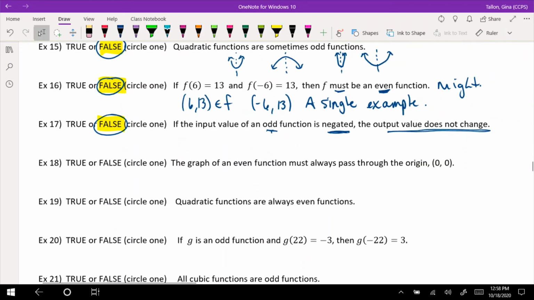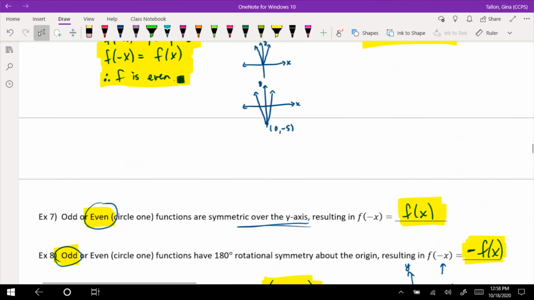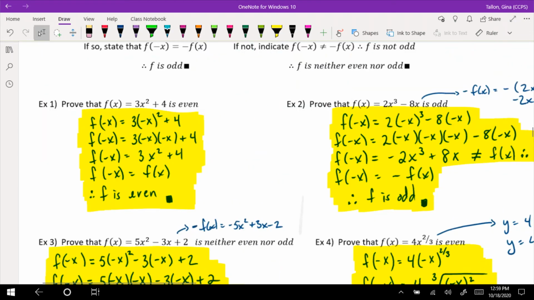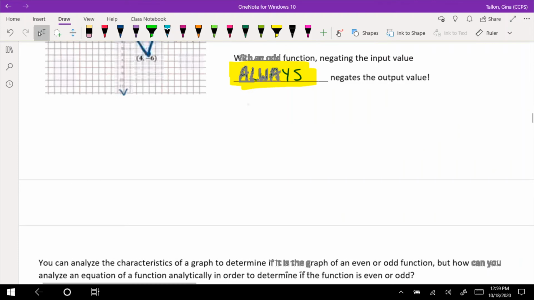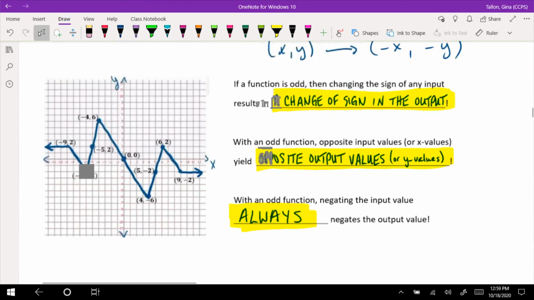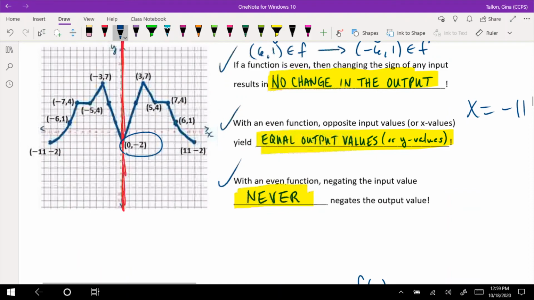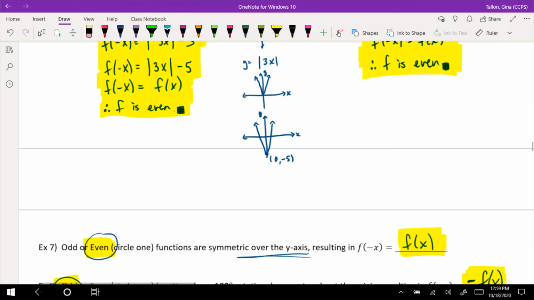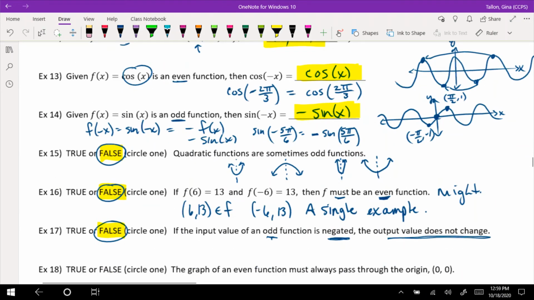Question 18, true or false? The graph of an even function must always pass through the origin 0, 0. And that's not true. I can come back up here and give you the picture for some even functions. Look at this even function. It did not go through 0, 0. We can go back up to the other questions where I gave you this funky graph. Oh, that was an odd. And this was even. I went through 0, negative 2. So you do not have to pass through 0, 0. Got it? Not for an even function.